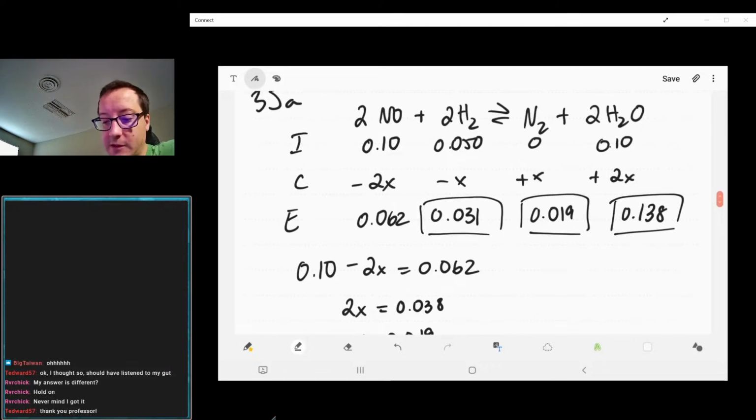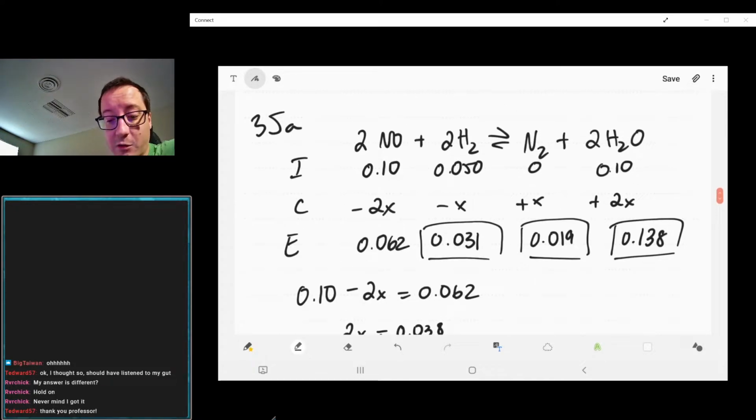So just a couple things to remember, that your coefficients do matter with these x's. So just make sure that if you have a 2 in front of your substance, you're doing 2x for it. If your coefficient was 4, you do 4x. And other than that, that's how you should solve that problem. And then hopefully for part B, you can figure out how to do the equilibrium constant. You would just use these concentrations. So cool. Hopefully that helps.